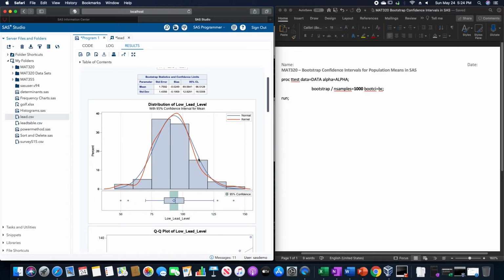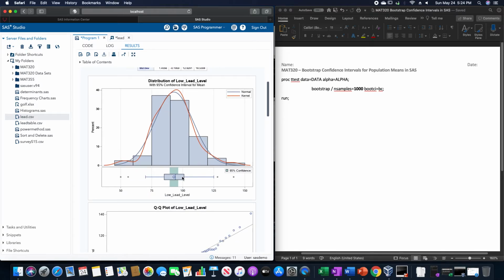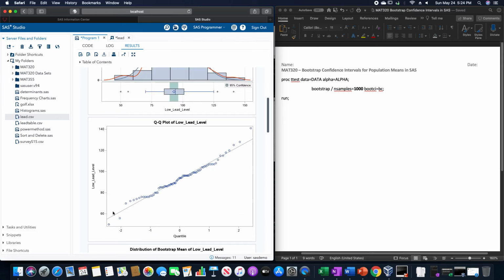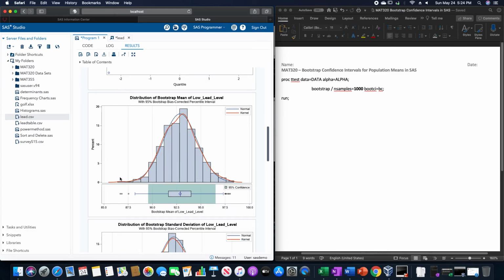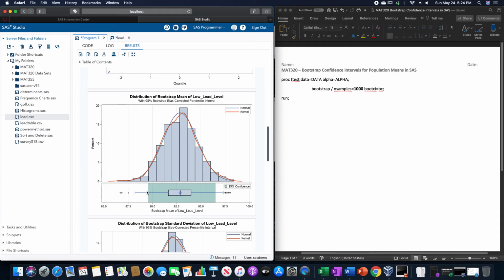It gives us the histogram and a box plot, so we could check to make sure that this is indeed approximately normal. And as you can see, as we highlight over it, it gives us the different values. But as you can see, this is roughly normal. Again, it's slightly off. It also gives us the QQ plot here, so we could check to see if it's approximately normal. And it's pretty close to this line, right? Then it gives us the distribution of the bootstraps to show it's approximately normal.